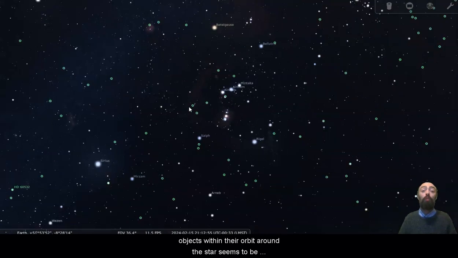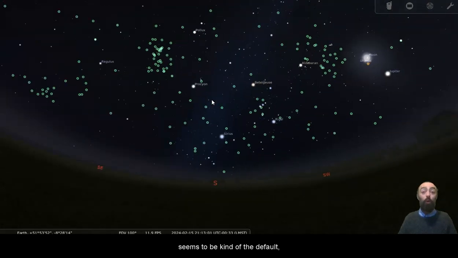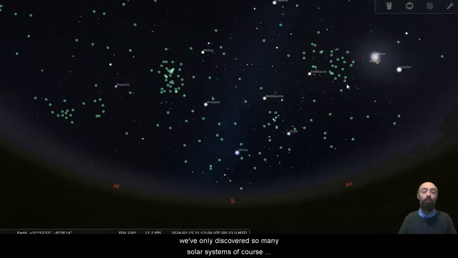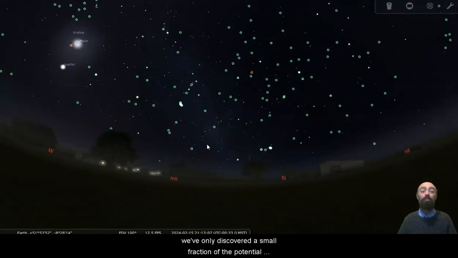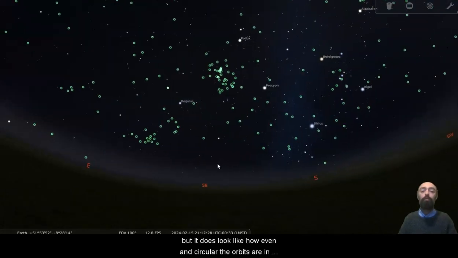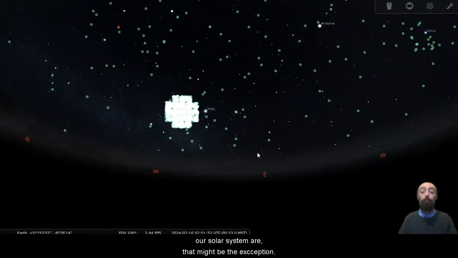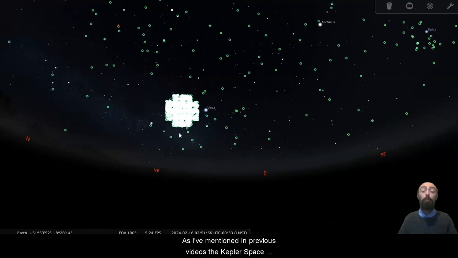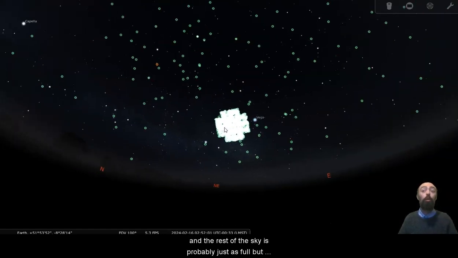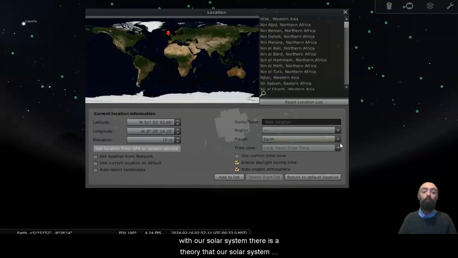So the interaction of different objects within their orbit around the star seems to be the biggest cause of eccentricity, but that also seems to be kind of the default. We've only discovered so many solar systems. Of course, we've only discovered a small fraction of the potential number of solar systems that could be out there, but it does look like how even and circular the orbits in our solar system are might be the exception. As I've mentioned in previous videos, the Kepler Space Telescope discovered a lot of planets in this particular area, and the rest of the sky is probably just as full, but hasn't been studied in the same level of detail. With our solar system, there is a theory that it formed looking very different.